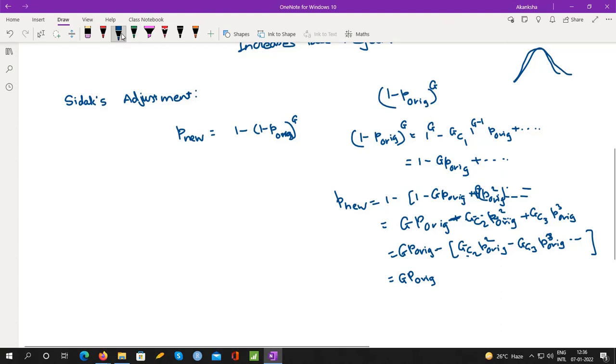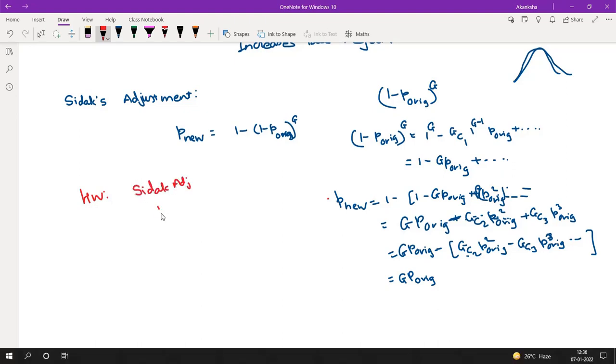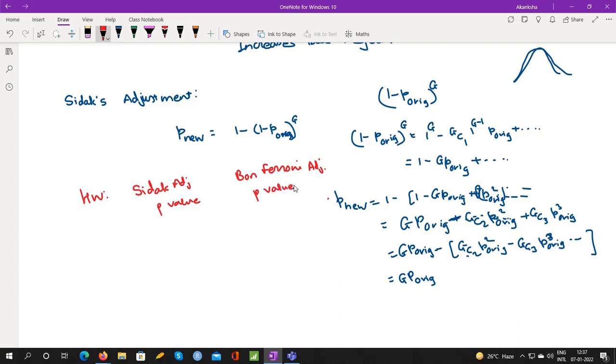Okay, it's a nice homework. Don't make me do everything. So, homework is: SIDAC adjusted p value and Bonferroni adjusted p value. What is the relationship? Greater, less?